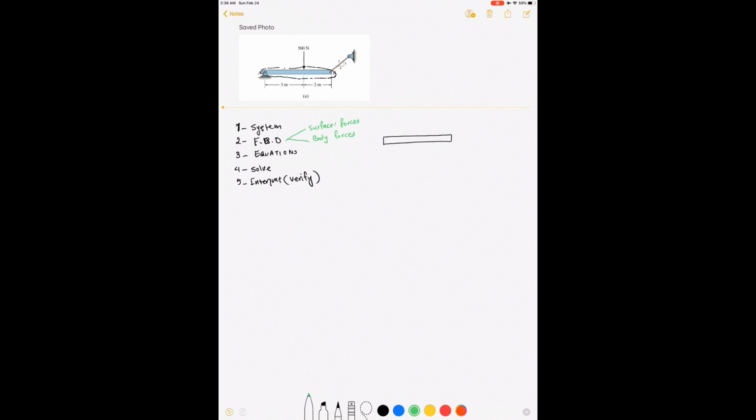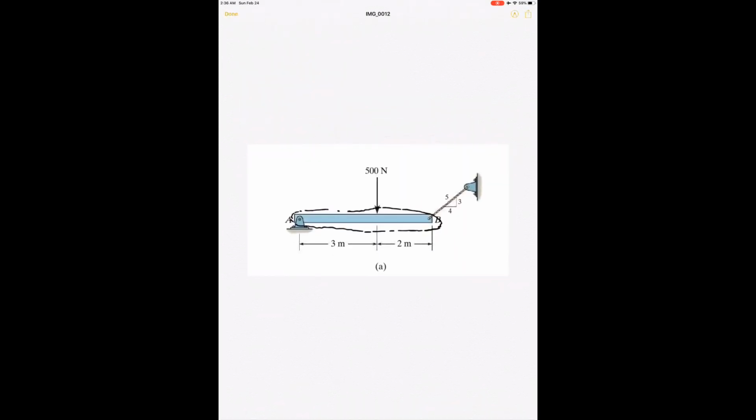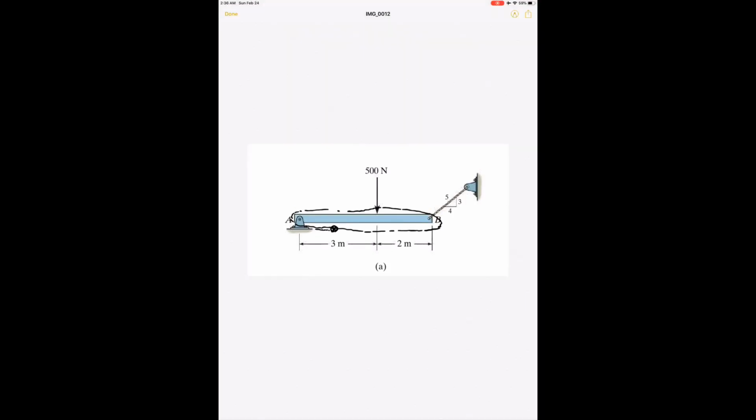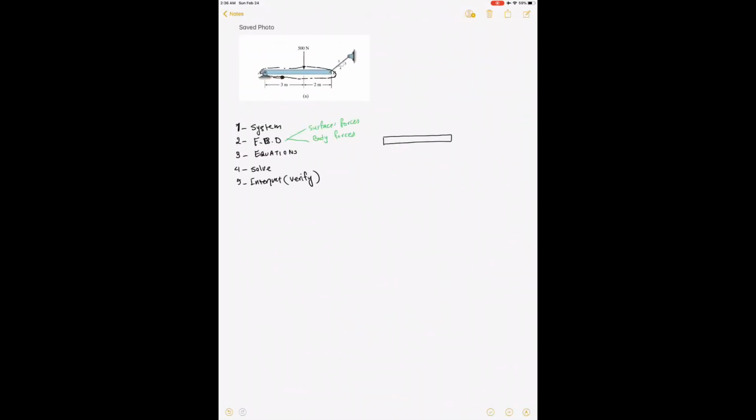So now, in order to find the surface forces, I start walking around this system, starting from this point, and then I start walking this way, right? The first thing I cut is this pin at point A. In order to find the force at point A, I ask the question, can I move this beam to the right easily? And the answer is no, because the pin connection at point A prevents it from moving to the right.